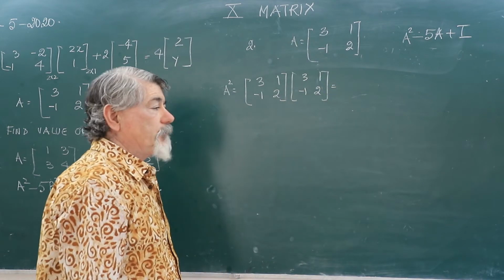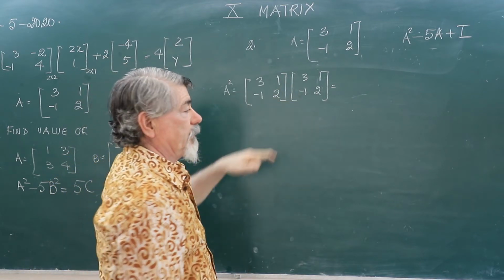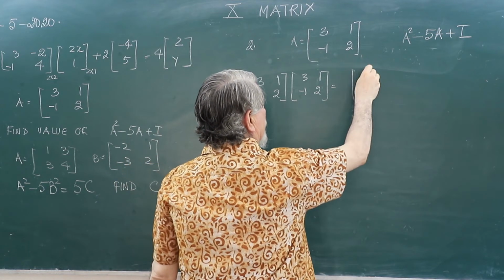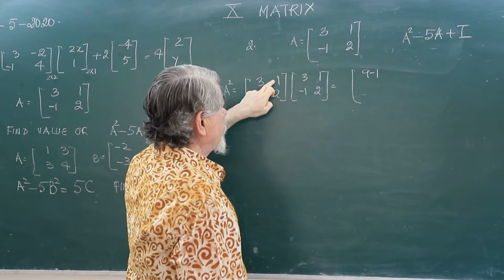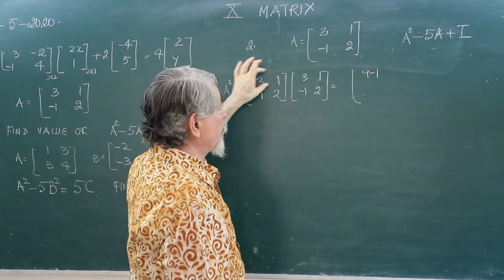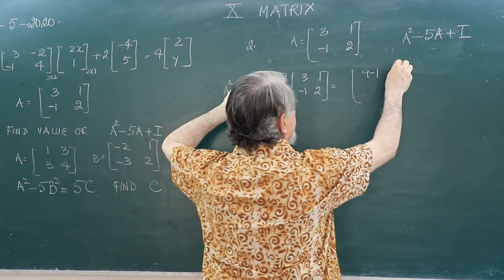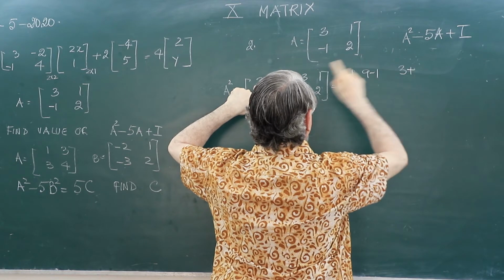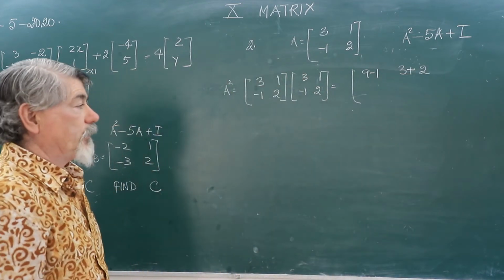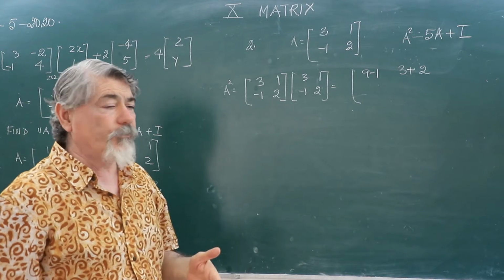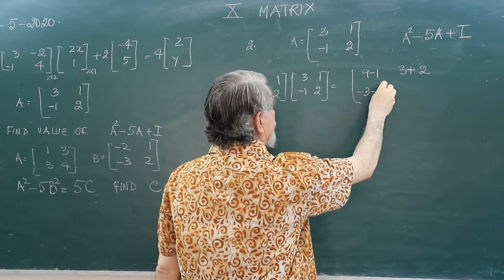First row into first column: 3 3s are 9, 1 into minus 1, so 9 minus 1. First row into second column: 3 into 1, plus 1 into 2 is 2. Then second row into first column: minus 1 into 3 is minus 3, minus 2.